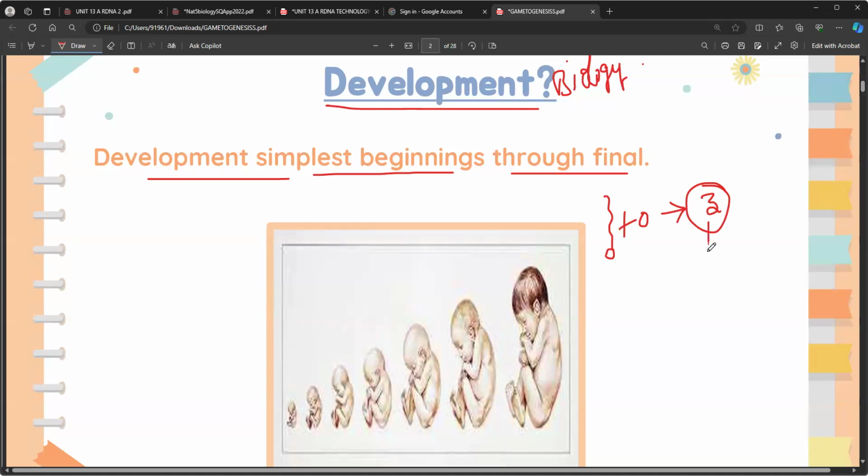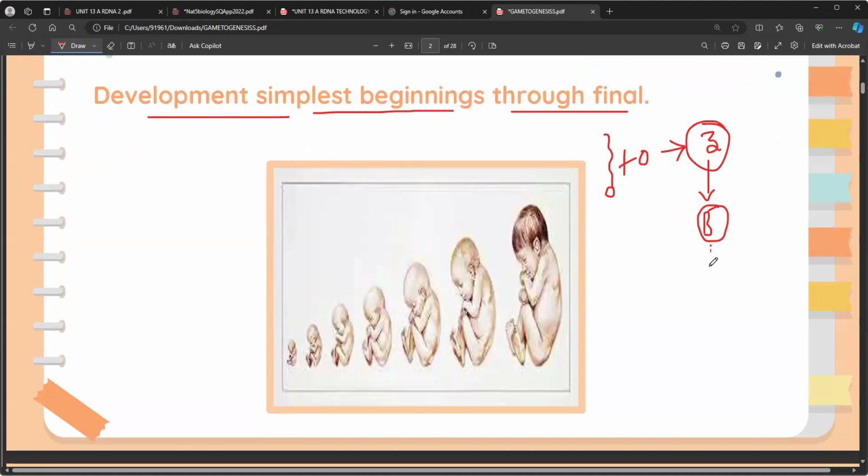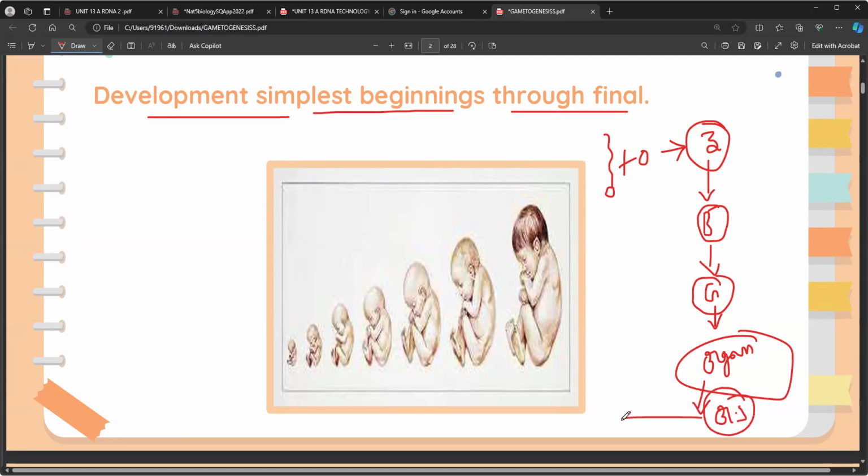Now, you know very well, the zygote undergoes rapid divisions and it is going to give rise to the blastula. And the blastula is going to give rise to the gastrula. The gastrula gives rise to organs, which we can call organogenesis. Then organs are basically forming organ systems. All the organ systems come close together. They are forming the body.